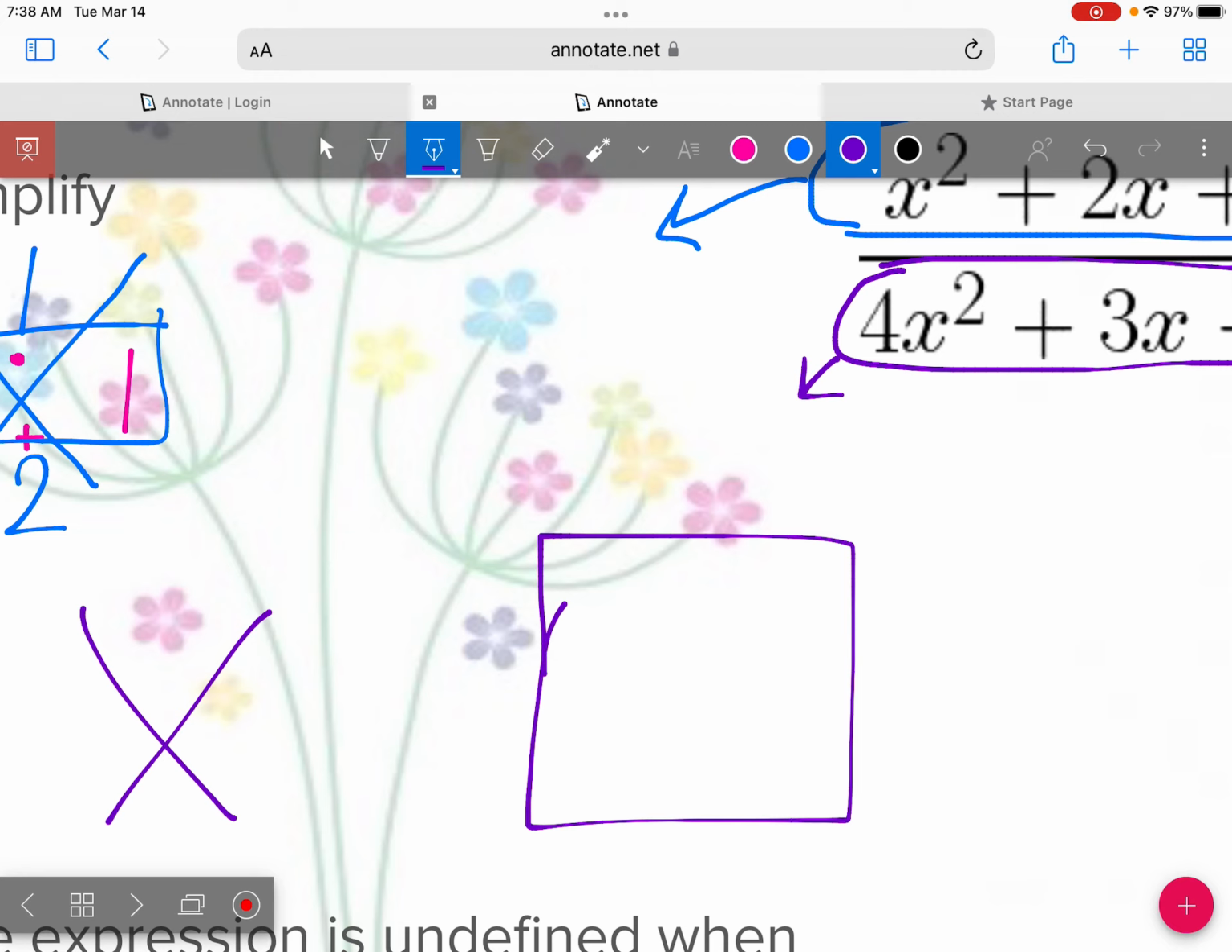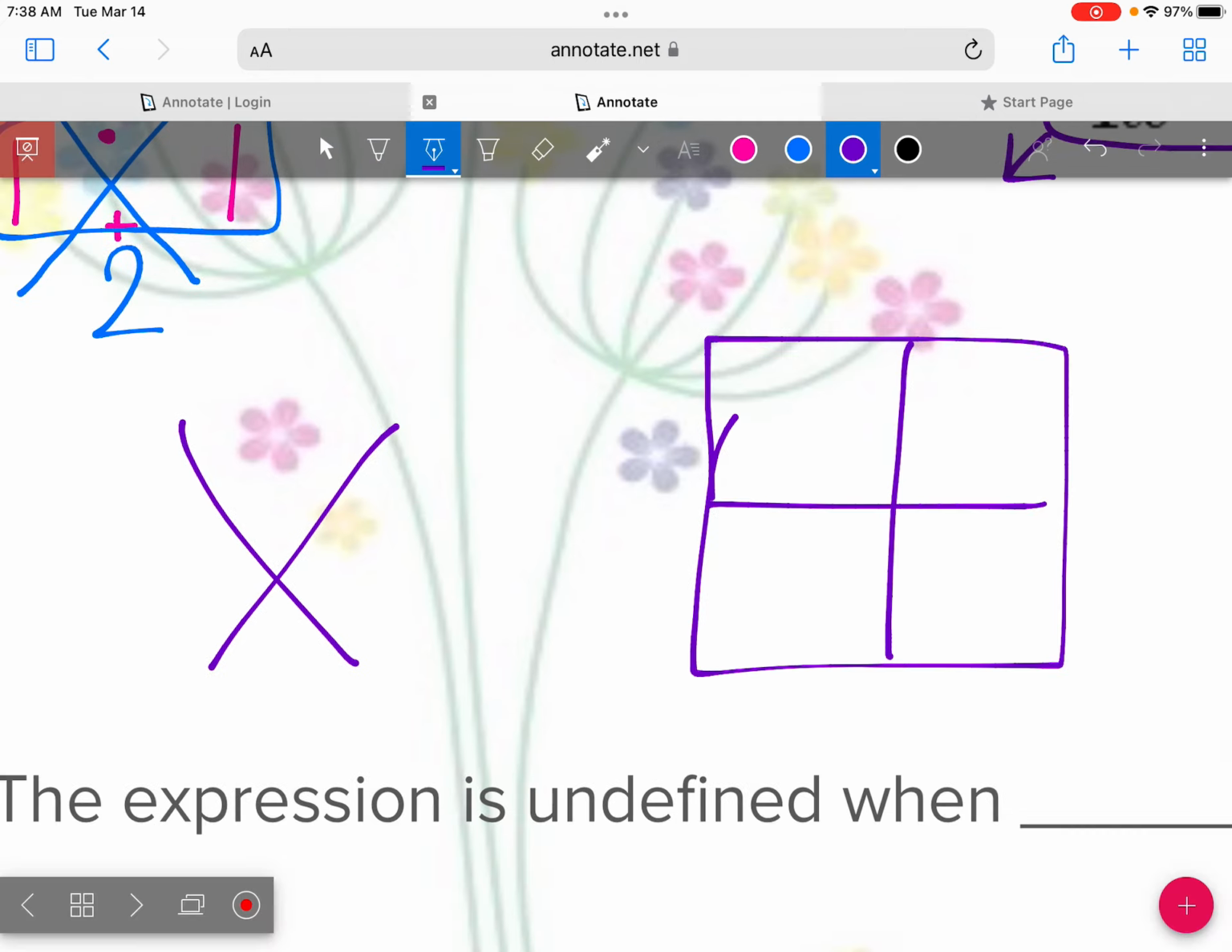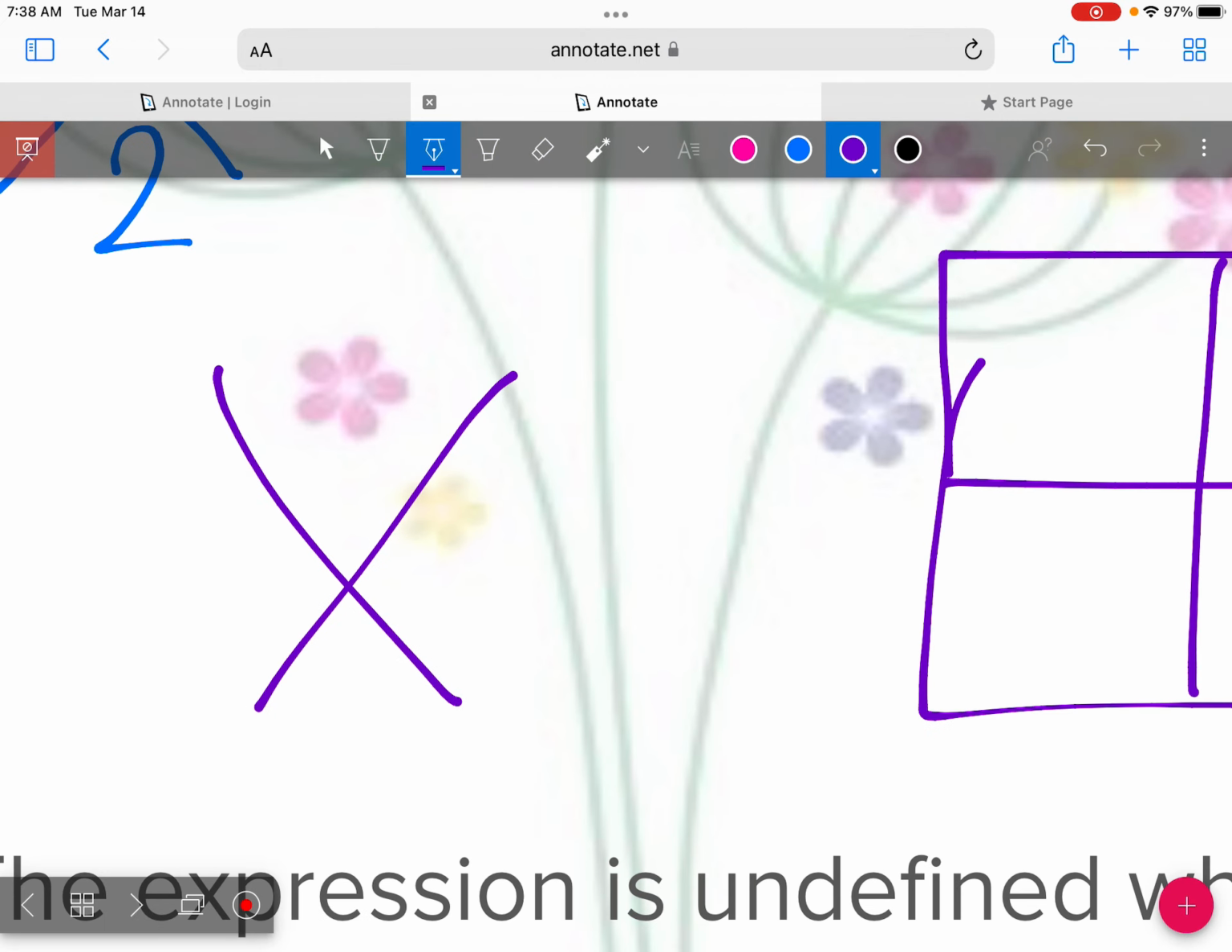If your a value is not 1, you have to use some tool to help you factor it. So we're going to fill in our x frame first. What's going to go on the top here? Negative 4. My A is 4, my C is negative 1, so we get negative 4 on the top. What's going on the bottom? 3. I need a pair of numbers that multiplies to make negative 4 and adds to make 3. 4 and negative 1.